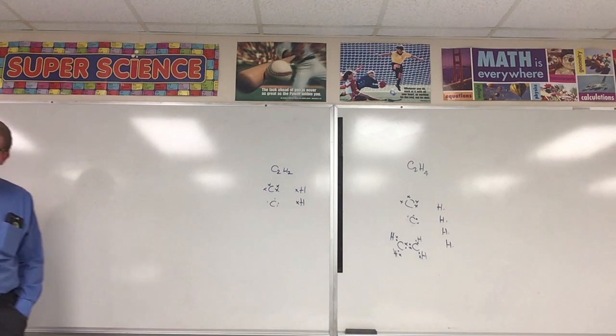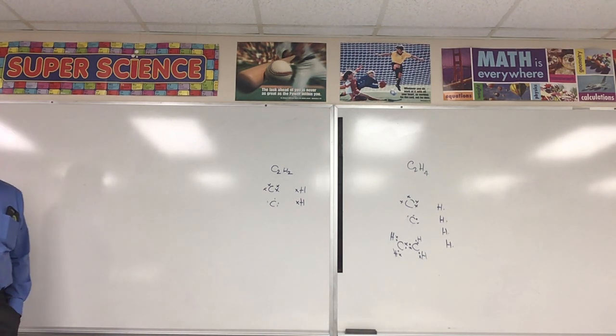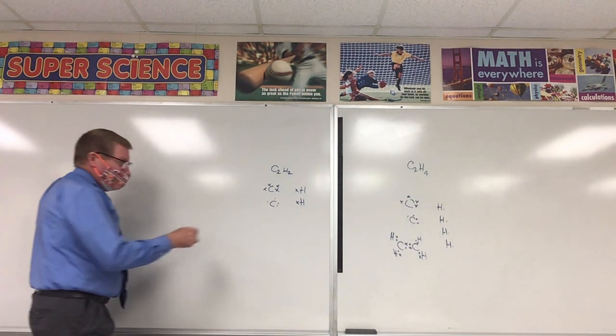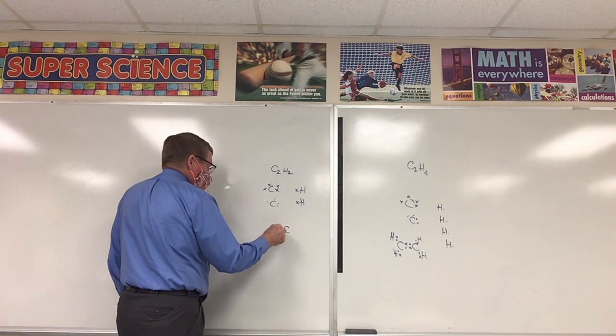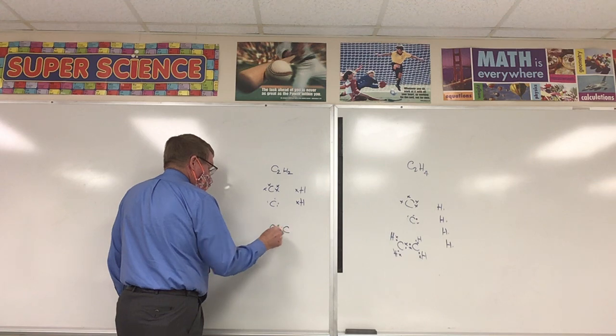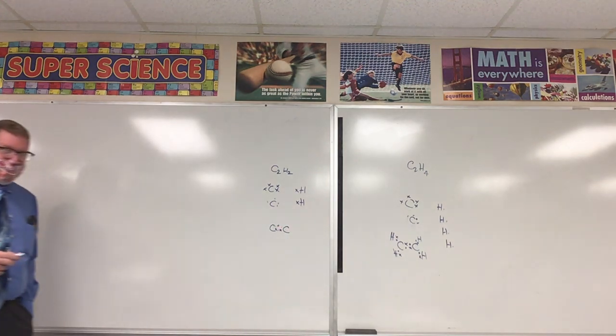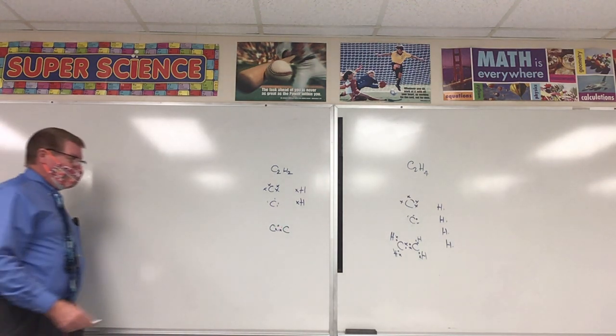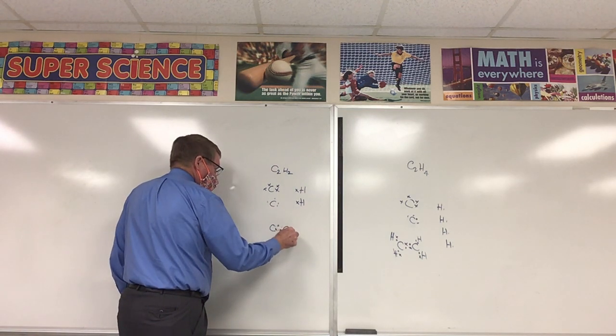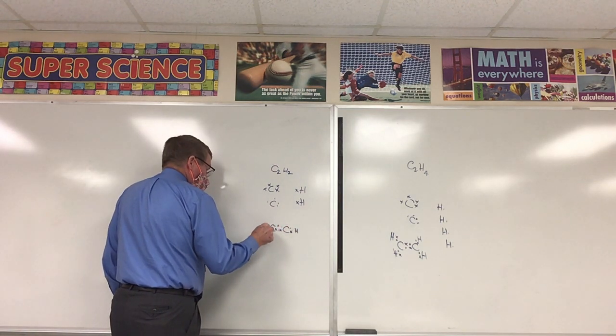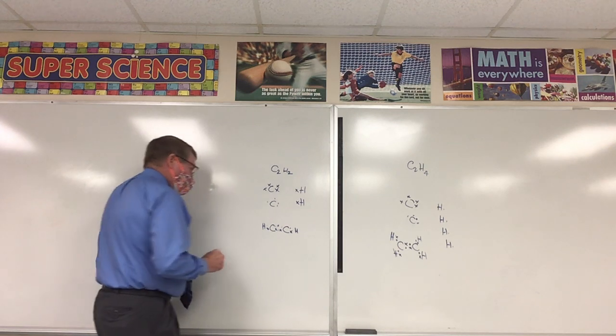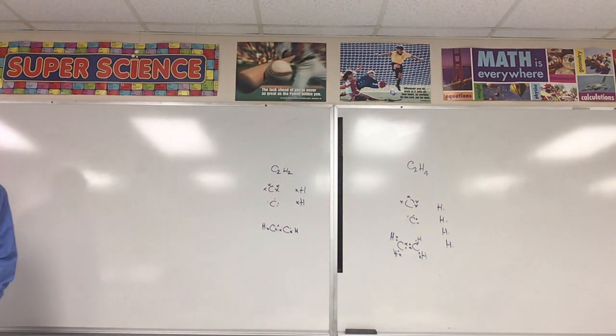It needs 3 more. So where's it going to get those 3? It's going to get them from each other. So we will put the 2 C's together, sharing 3 electrons with each other, and therefore the hydrogen will get the other one. And there's my covalent bonding.